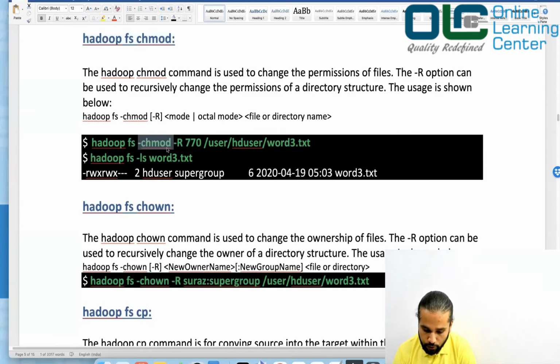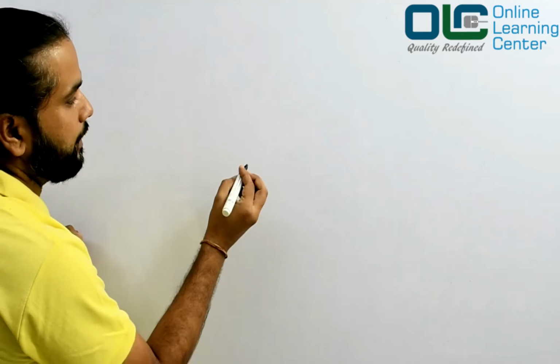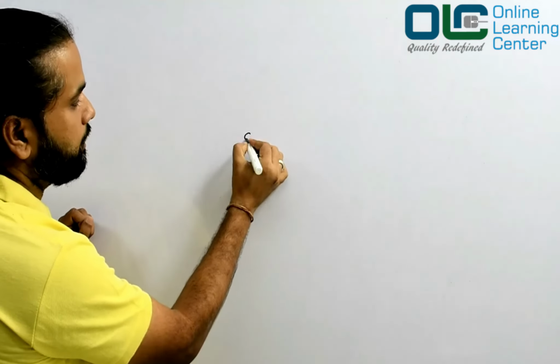So chmod, and then -R means recursively, and this 770 means the permission for three kinds of people: yourself, other people in the same group, and others, outsiders. I'll talk about this for the people who are not aware of it. So in any file system in a Linux environment, let's say you have a file called data.txt.